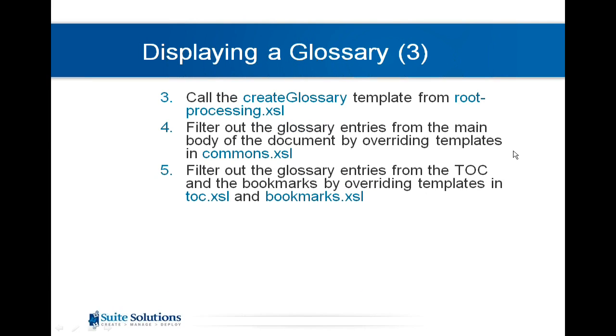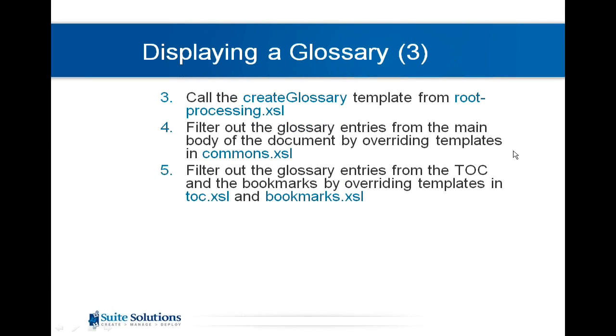So the way you remove them from the document bodies, you need to filter them out by overriding templates in commons. So we actually did this. It was like a couple lines of change, but basically where it processed the topics, we said if it's a glossary, label it as a separate kind of topic. And where it output the topics, we said if it's a glossary topic, don't do anything, because we knew we would take care of the display using our special glossary templates.